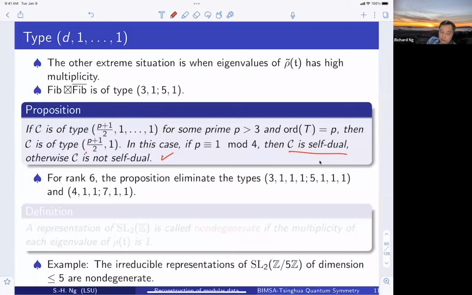Then you look at the case of rank 6. You can eliminate a few types by this result. You can eliminate 3,1,1,1, 4,1,1, the level 5,1,1, and 7,1,1. So they don't show up, because I need it to be P, so I need the levels to be multiples of P. Oh, I mean they are divisors of P. Sorry. Okay, so this is the highly degenerate case.